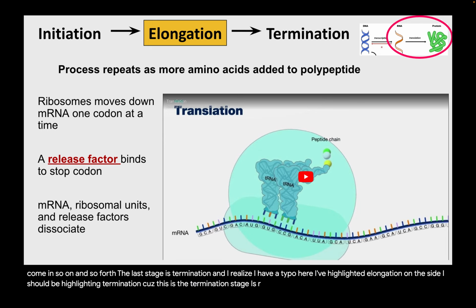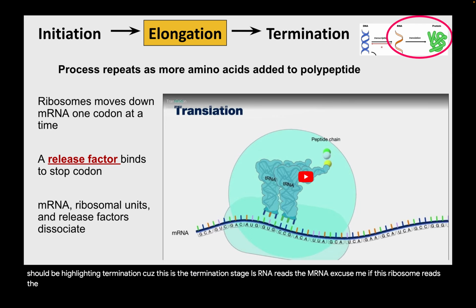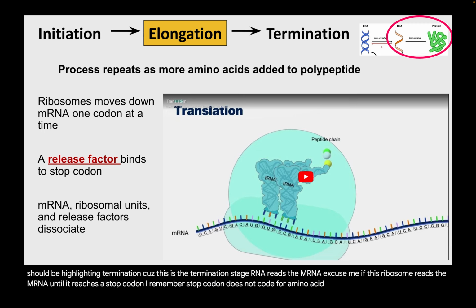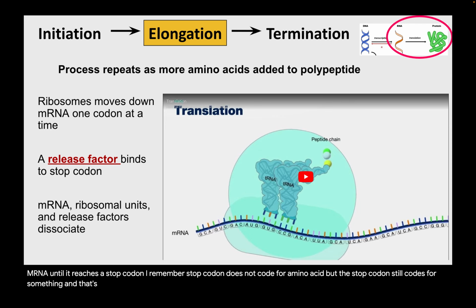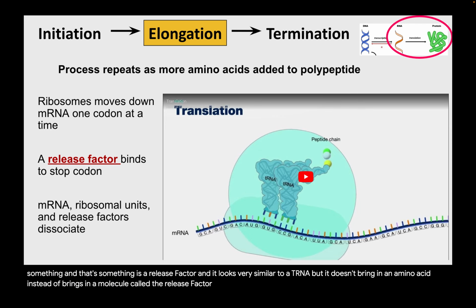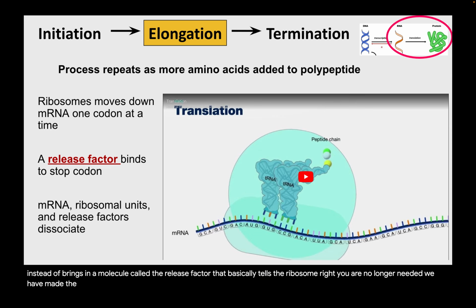This ribosome reads the mRNA until it reaches a stop codon. Now remember, a stop codon does not code for an amino acid, but it still codes for something, and that something is a release factor. It looks very similar to a tRNA, but it doesn't bring in an amino acid. Instead, it brings in a molecule we call the release factor, that basically tells the ribosome we have reached the end, you are no longer needed, we have made the finished product. Everybody is going to start dissociating and breaking apart.